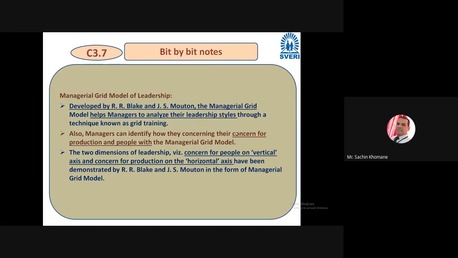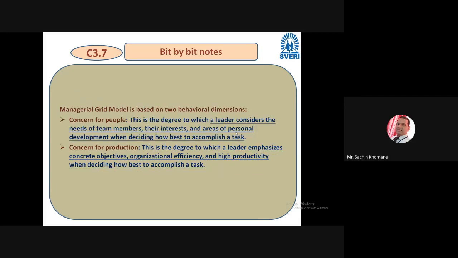So it is a two-dimensional grid actually, which is demonstrated by these people, R. Blake and J.S. Mouton. So friends, what is the concern for people? Once again, let us discuss. Friends, concern for people is the degree to which, try to understand carefully, the degree to which a leader considers the needs of team members, their interest and areas of people development when deciding how best to accomplish the task.